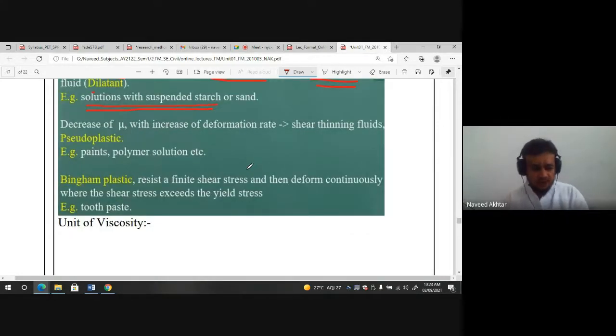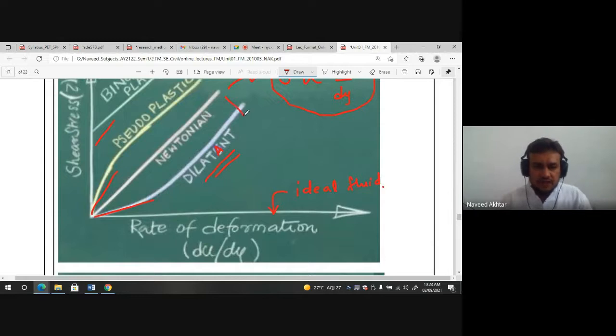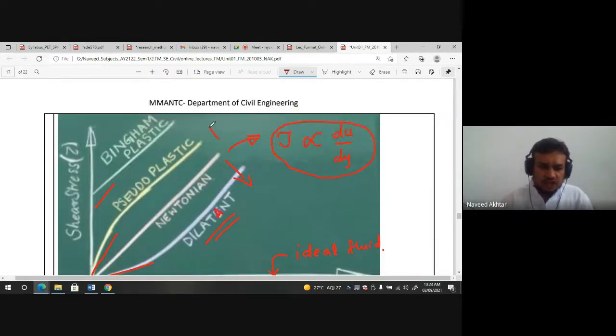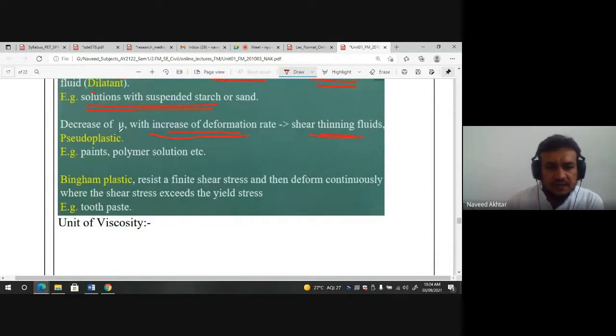Then if mu decreases, shear stress is large because of the rate of shear strain. With increase of deformation rate, shear thinning of fluid takes place. So if you come below this Newtonian line, shear thickening will take place. Above this, shear thinning will take place. Decrease of mu with increase of deformation rate is shear thinning, and that is called pseudoplastic. Examples are paint we use for homes and polymer solutions, etc. They are nothing but shear thinning fluids, and they are called pseudoplastic.